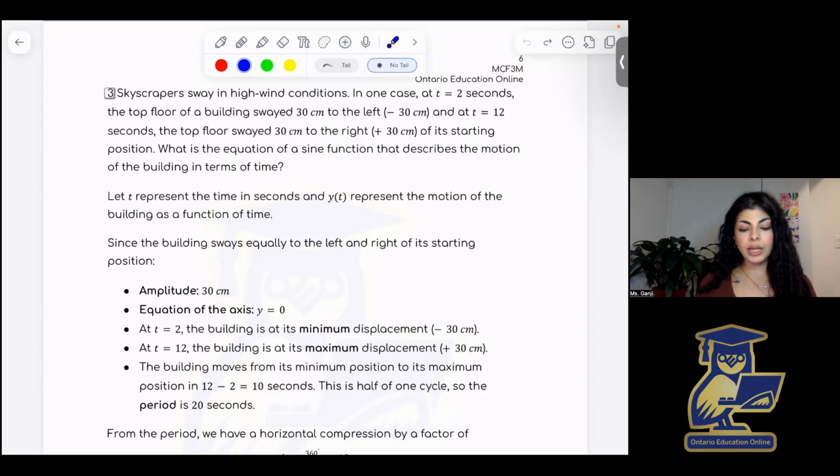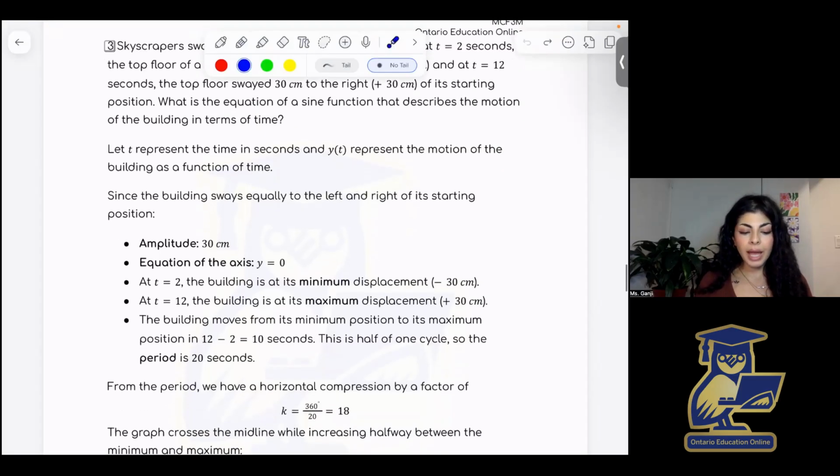We're asked what the equation of a sine function that describes the motion of the building in terms of time is. Now, this is not a circular motion. This is actually an oscillating motion where if this is our building, it sways right and left, right and left. So here t is the time in seconds, and y of t is going to represent the motion of the building as a function of time. So again, we are going to first start by analyzing the characteristics or the properties that are required for the function. At its starting position, we know that it hasn't swayed.